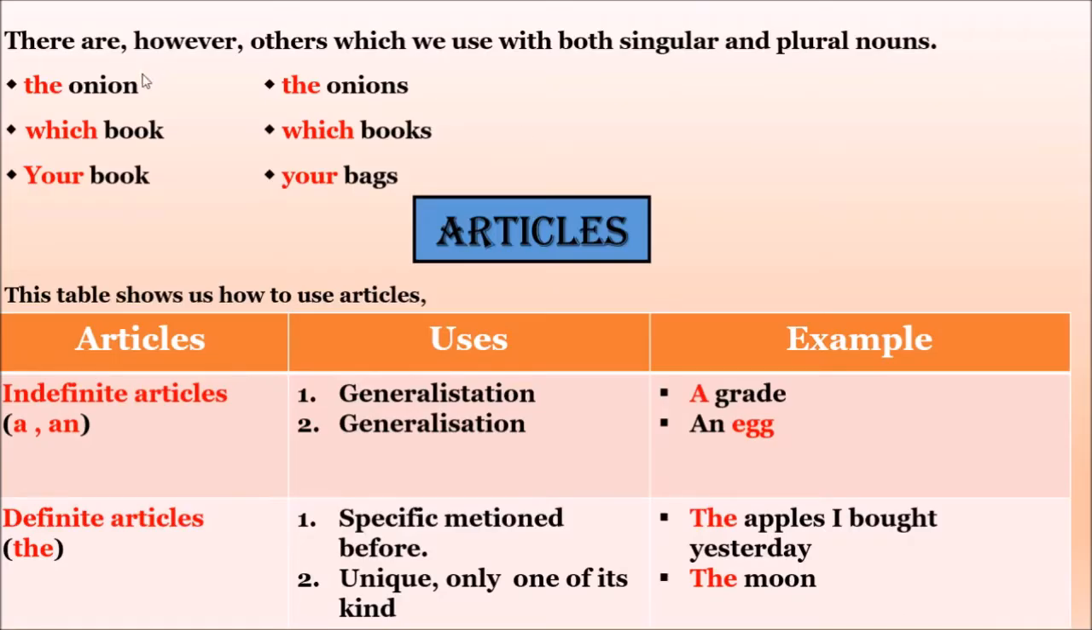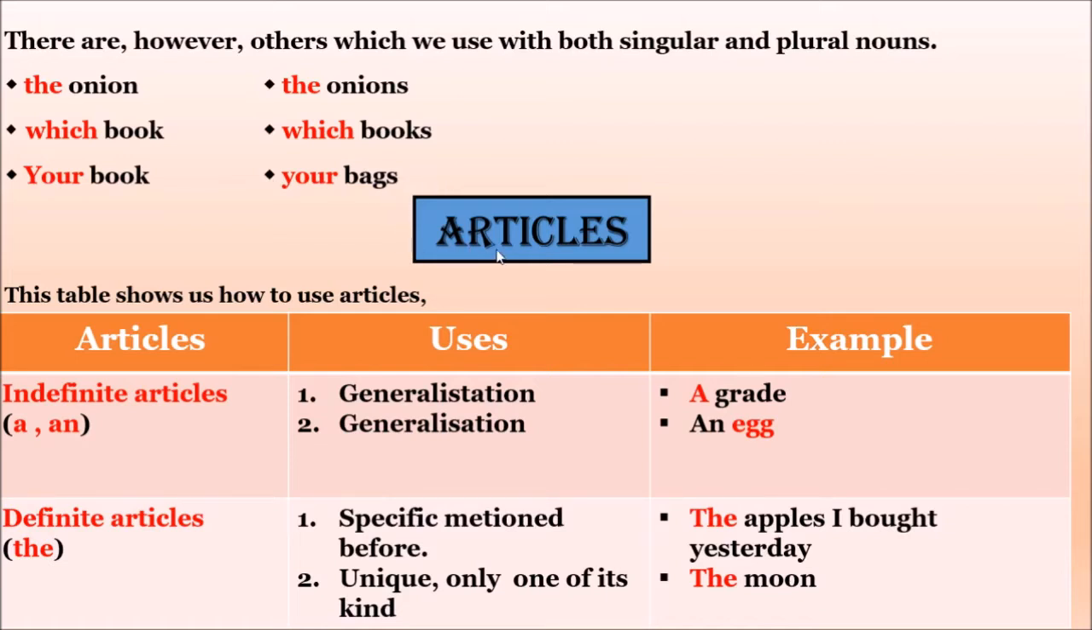Okay. Now, there are, however, others which we use with both singular and plural. As we have discussed, some determiners are used only for singulars and some only for plurals. And here are some determiners which will be used for both singular as well as plural. The onion, the onions. The same determiner is used for singular and plural. Which book? Which books? Your bag, your bags.